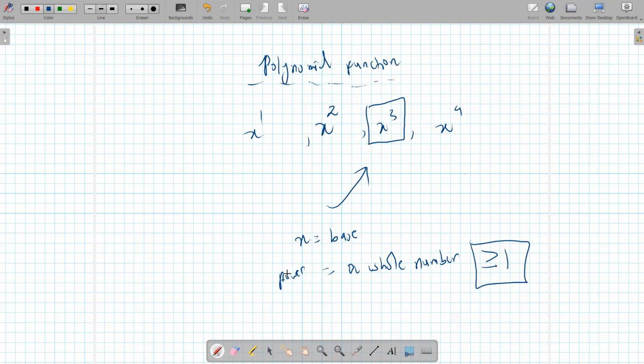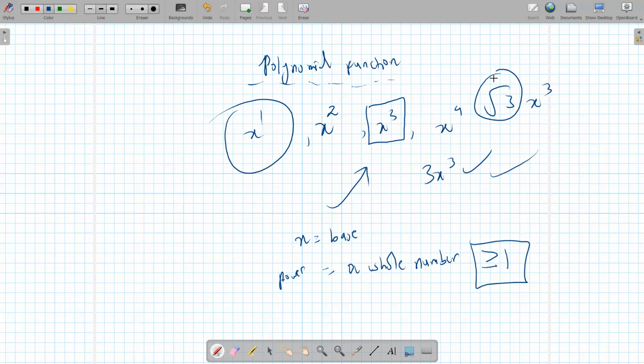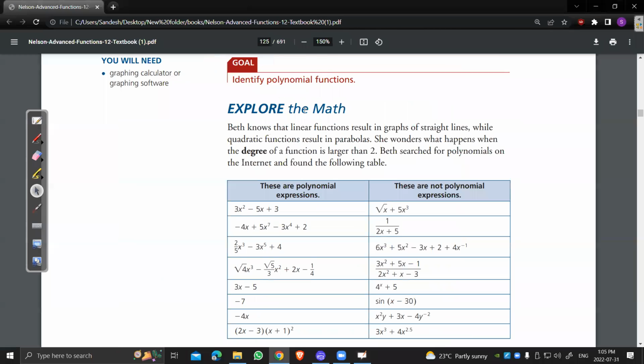For example, x to the 1. This is where it starts, okay? So the power itself cannot be negative, and it also cannot be a fraction or a decimal or anything like that. It has to be a whole number. Cool? Okay. But you could have some number in front of it though. For example, you can have 3. This is okay. That's a polynomial function. You could have root 3 x. It doesn't matter. This is just the coefficient. Constant in the front does not matter. It's just up here, the power must be a whole number, okay?